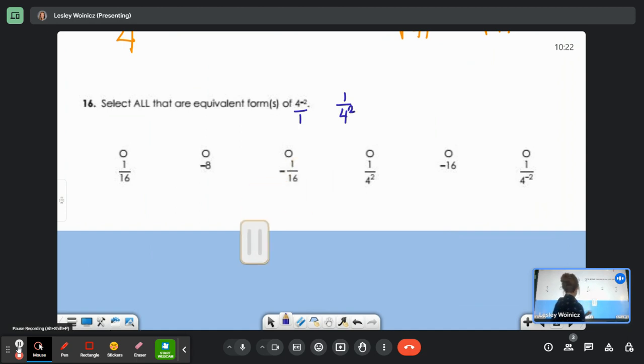Do you see any matches? Yeah, this one right here. What if I simplify 4 squared? What's 4 squared? 16, so it could also be 1 over 16. Anything else? Okay, there's nothing else. That's it. Don't pick any of the others. The others are wrong.